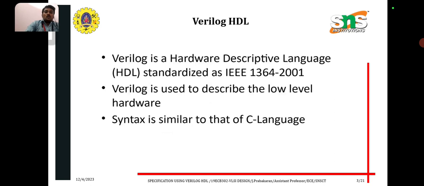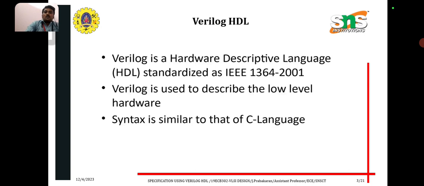Here we are going to discuss Verilog HDL. Let me see Verilog HDL. This was one of the earliest hardware description languages and is widely used for digital design. It has evolved over the years and is used for both simulation and synthesis of digital systems.